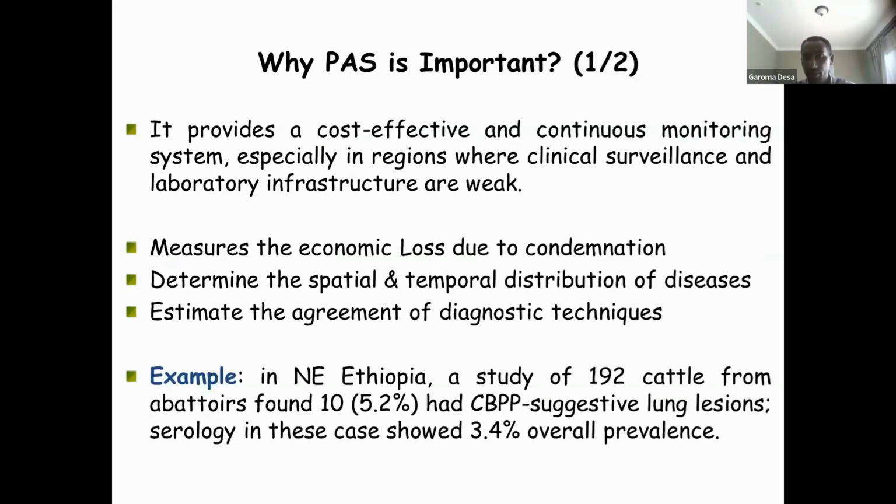a study conducted in North Ethiopia indicated that at the abattoir 10 animals out of 192 animals were positive with CBPP. That means 5.2 percent prevalence. Whereas by serology in the same place, it showed 3.4 percent. There is a gap between the findings. This indicates that abattoir surveillance or abattoir examination is an approach to collect accurate data.